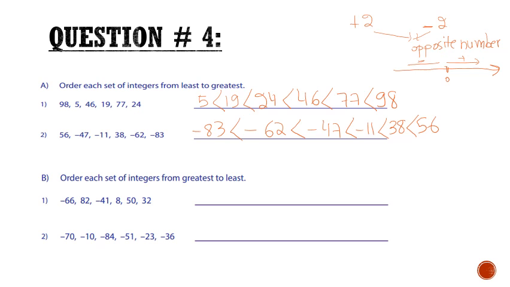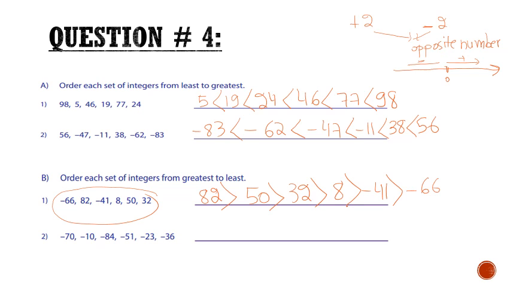Very good. Now I need to order each set of integers from greatest to least. Okay, Majid? What do you think is the greatest number out of all of these? 82 is the greatest. 82. Then 50. Yes. 30. 2, yes. 8. Minus 41. And the last one, minus 66.